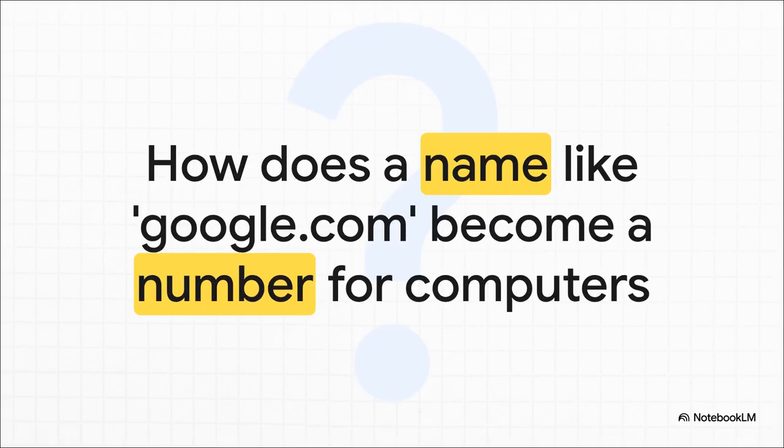But that leaves us with one final and really fascinating question. We know computers don't really understand names. They live on numbers, IP addresses. So how does a human-friendly name like Google.com magically get translated into a number that a computer can actually use? What is this giant magic phone book for the entire internet?